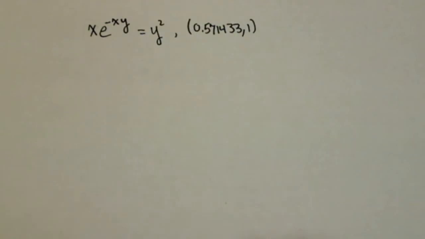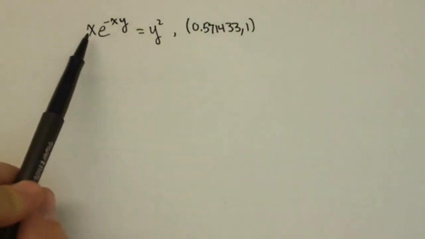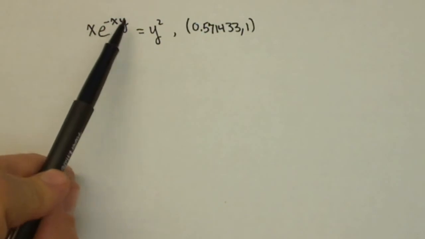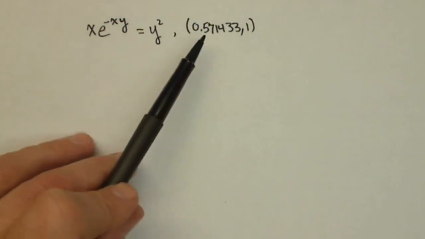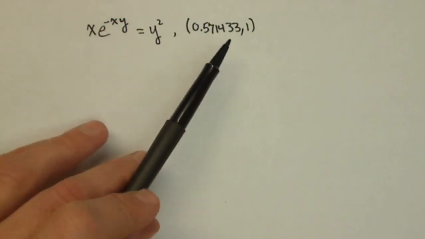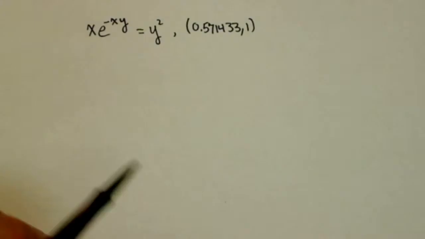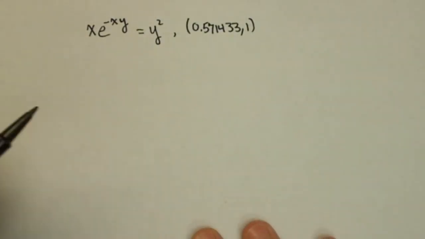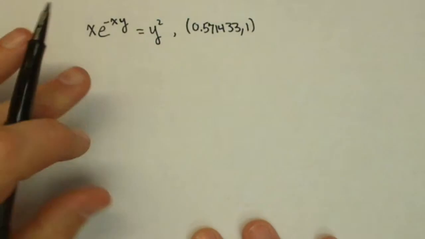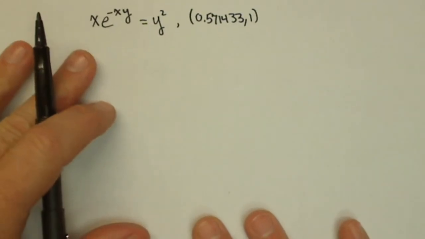In this video, we're going to find the equation of the tangent line to the function x e to the negative xy equals y squared at the point 0.571433, 1. So this is going to require some implicit differentiation, and we've got to be careful, make sure we follow all the rules that we need.